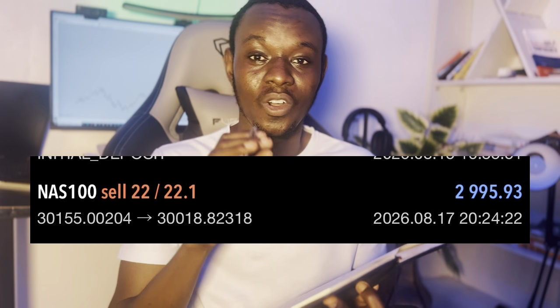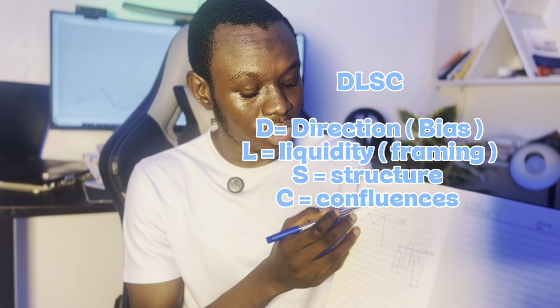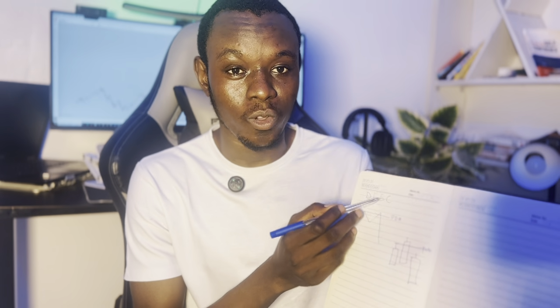So I make use of one of my strongest concepts to make $3,000 on one particular trade on Nasdaq. And I do share the analysis, the before of this particular trade on my Twitter, Telegram, as well as the precise entry, stop loss, and take profit with my PIF community. And the name of the concept is DLSC, that's Direction, Liquidity, Structure, and Confluences.